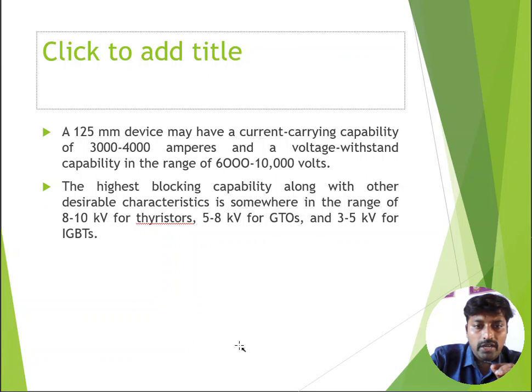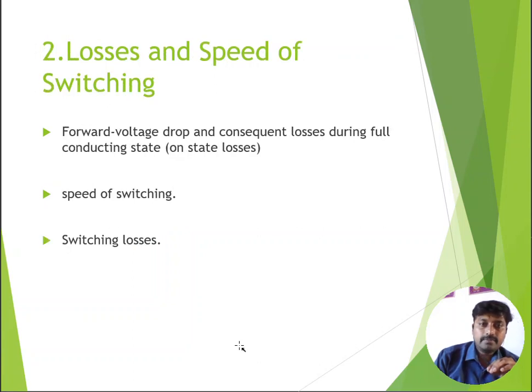criteria. A 125 millimeter device may have a current carrying capability of 3000 to 4000 amperes, and a voltage withstand capability in the range of 6000 to 10,000 volts. The highest blocking capacity along with other desired characteristics is somewhere in the range of 8 to 10 kV for thyristors, 5 to 8 kV for GTOs and 3 to 5 kV for IGBTs. That's why you mostly prefer thyristors for FACTS devices.